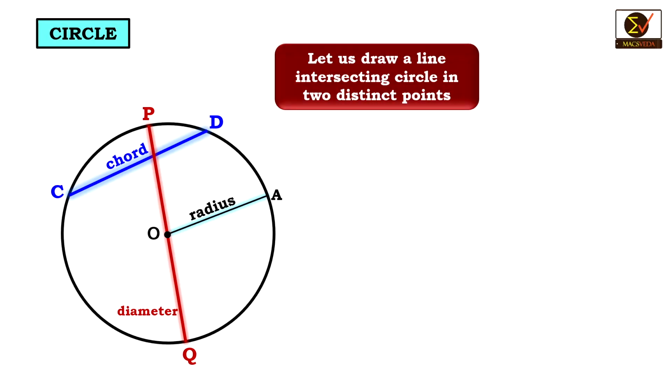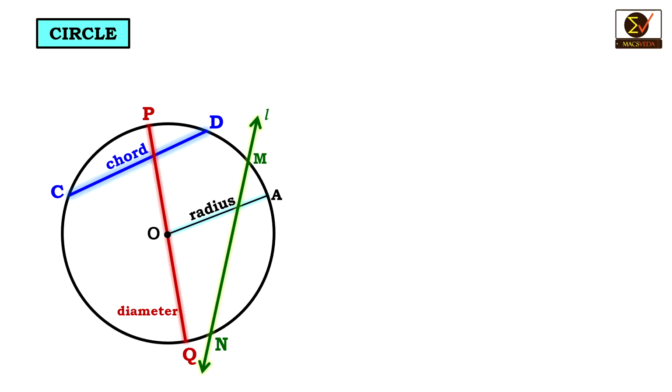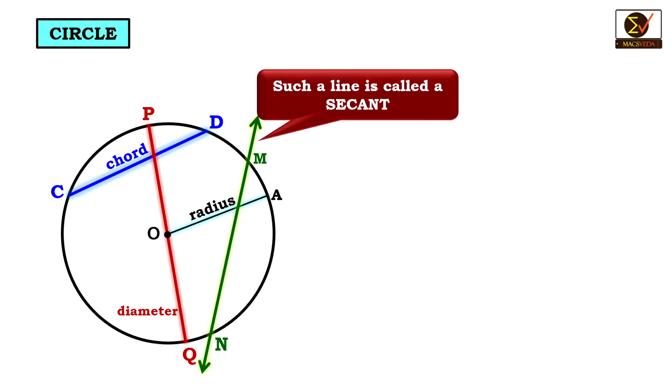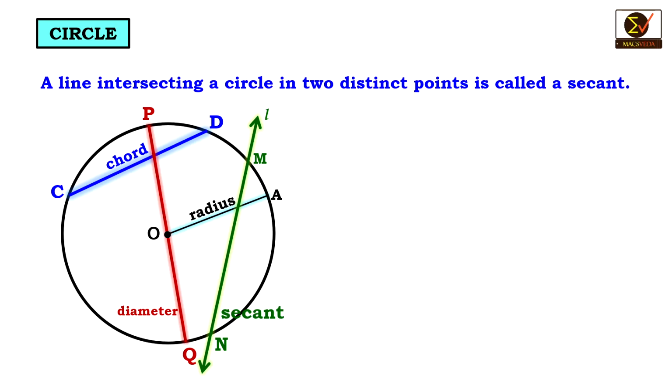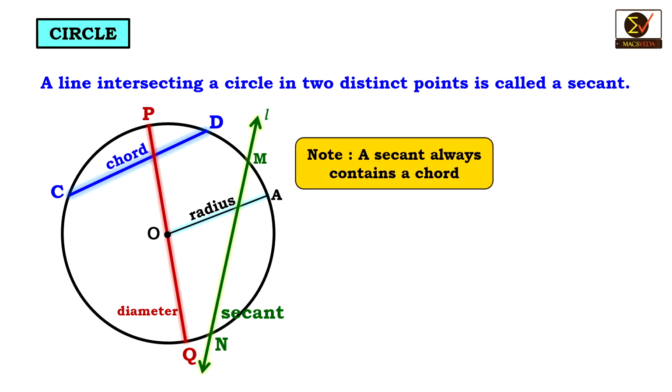Now let us draw a line intersecting the circle in two distinct points. Now this line intersects 2 points. What do you call such a line? Such a line is called secant. And if you observe, every secant contains a chord. Okay, first of all, let us define secant. A line intersecting a circle in two distinct points is called a secant. And secant always contains a chord.